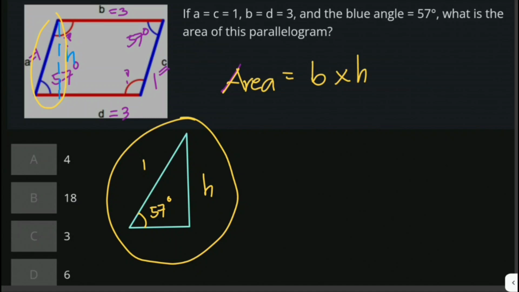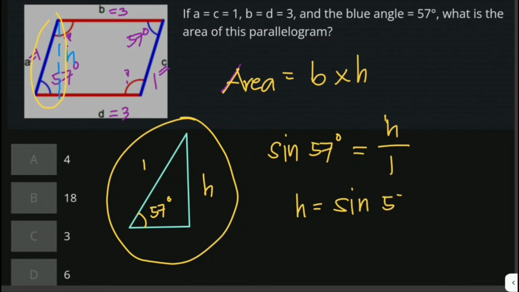And now we can solve for the value of our height, and then we can use trigonometric identities. So in this case, we can use sine. So it will be sine 57 degrees equals the opposite side. The opposite of angle 57 degrees is our height, h, divided by the hypotenuse, which is equal to 1. And now we can solve for our height. So our height is just equal to sine 57 degrees, and that is equal to 0.8387.